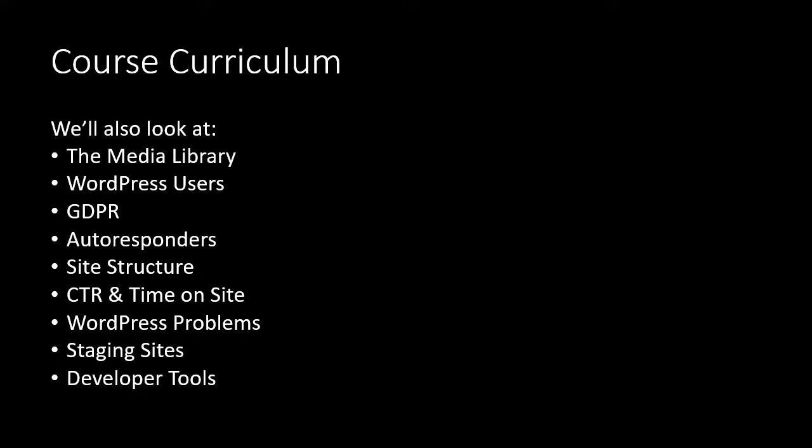We'll look at click-through rate and time on site and how you can use Google tools to help find that information and help try to change and improve your click-through rate. We'll look at the most common WordPress problems and how to solve them. And then another thing that I'm constantly asked, we'll look at staging your site. That is where you have a copy that you can work on, and when you're happy with the changes, you can push them to the live site. And finally, we'll look at developer tools that you can use to help tweak the design of your website.